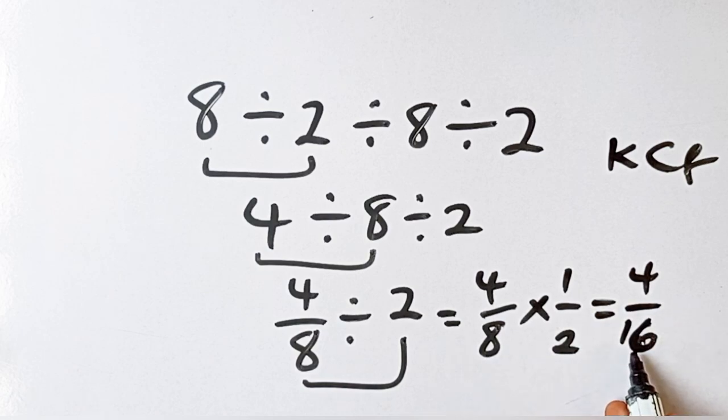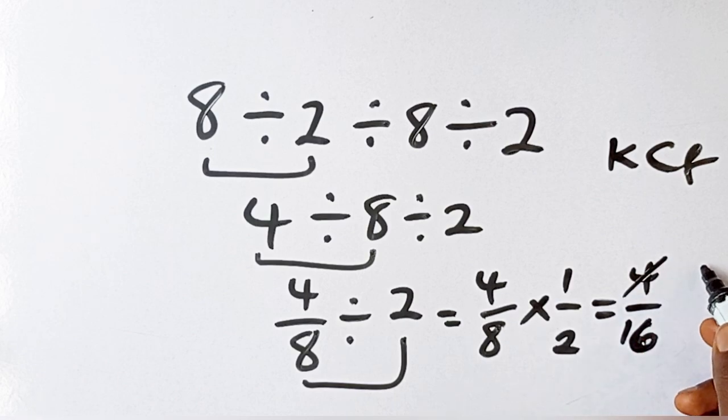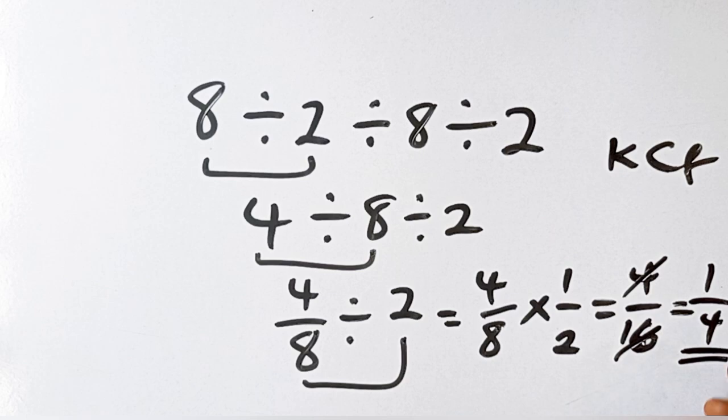And this is our final answer. Okay, we can still break this down. 4 divided by 4 will give us 1. 16 divided by 4 is going to give us 4. So our final answer is equal to 1 over 4. Right? That is the final answer.